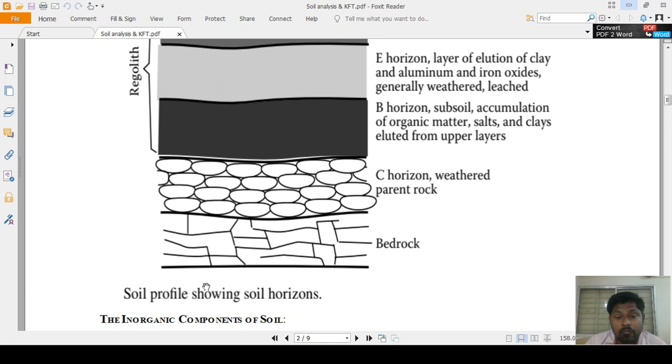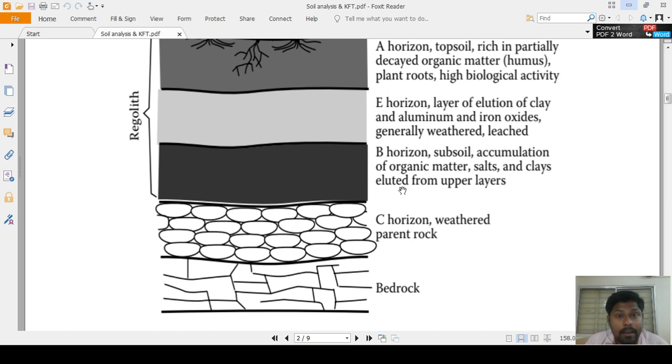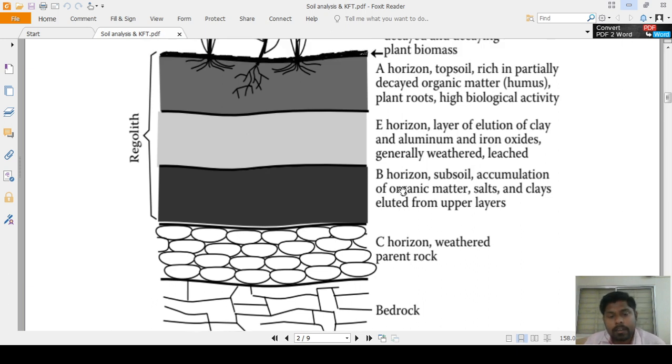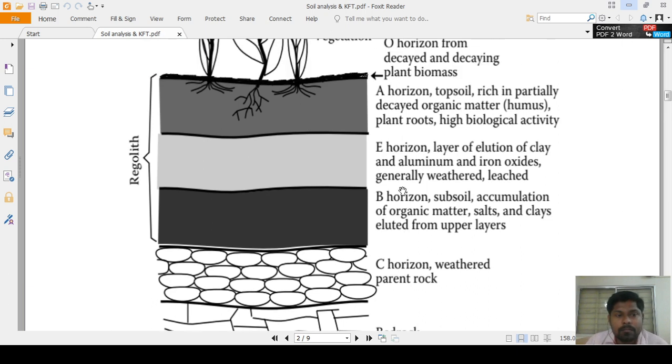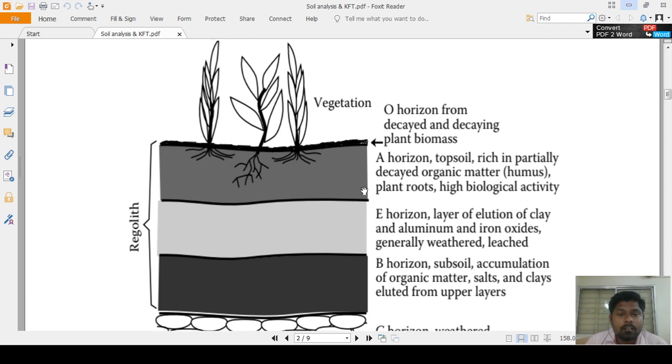Yes, the soil profile showing the soil horizons is also in unit number 1. In unit number 1 this topic is also there, the soil profile, a most important 3 marks question: write a short note on a soil profile. But here I am only discussing the diagram of the soil profile. In unit number 1 I am going to discuss that point briefly. Okay, that is the topsoil.